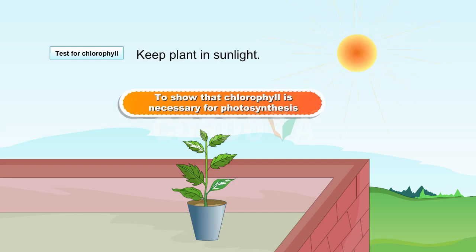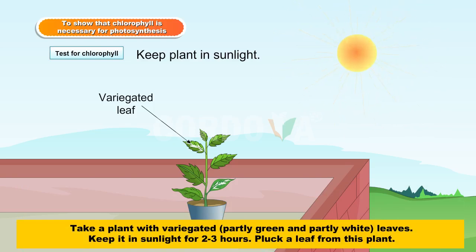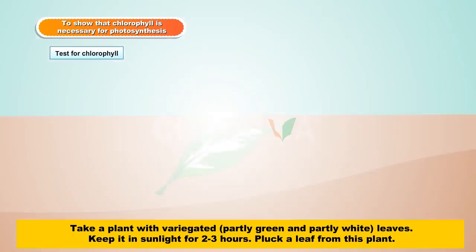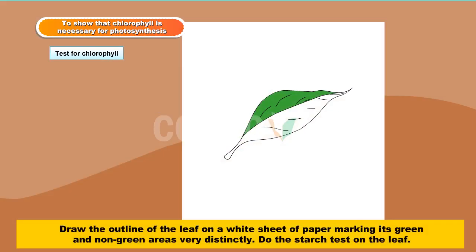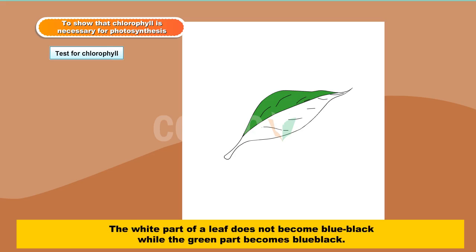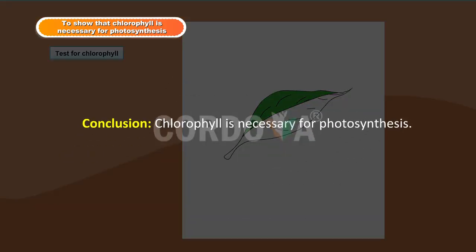Activity 4. To show that chlorophyll is necessary for photosynthesis, take a plant with variegated, partly green and partly white leaves. Keep it in sunlight for 2 to 3 hours. Pluck a leaf from this plant. Draw the outline of the leaf on a white sheet of paper, marking its green and non-green areas very distinctly. Do the starch test on the leaf. The white part of a leaf does not become blue-black, while the green part becomes blue-black. Conclusion: chlorophyll is necessary for photosynthesis.